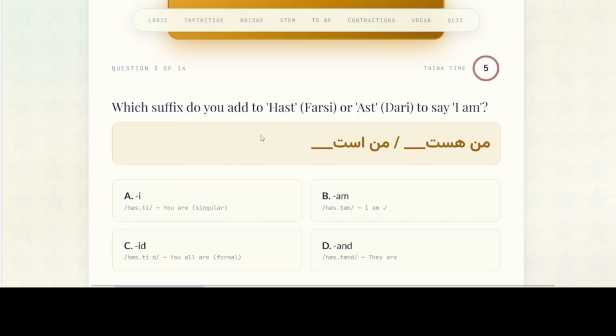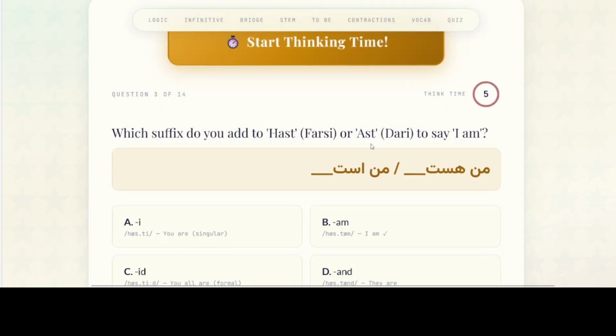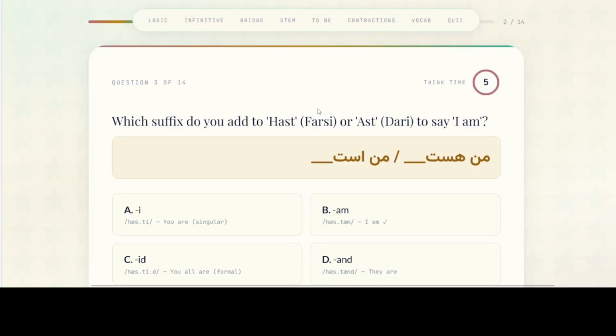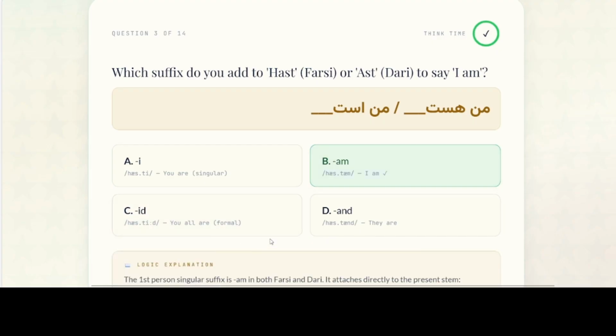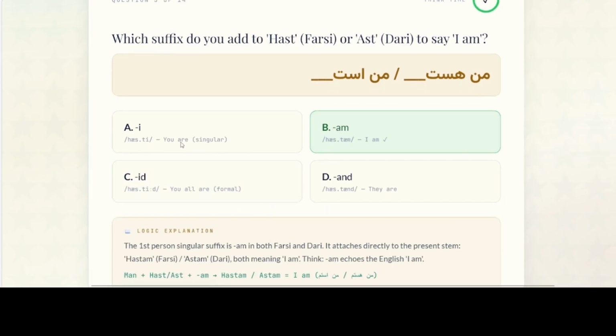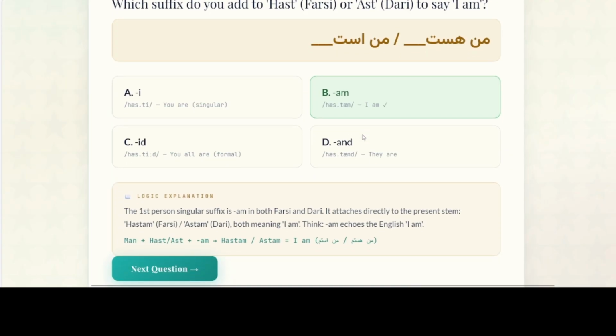Which suffix do you add to hast or ast to say I am? What was the suffix for the first person? Think about it. It's am, not e, because you use e for to, or for you singular. We say to hasti, which means you are. We say id for shoma, or for you plural. If you say shoma hastid, then that is you plural are. You cannot say man hastid, no, that is wrong, or man hastan, that is wrong. Only am.